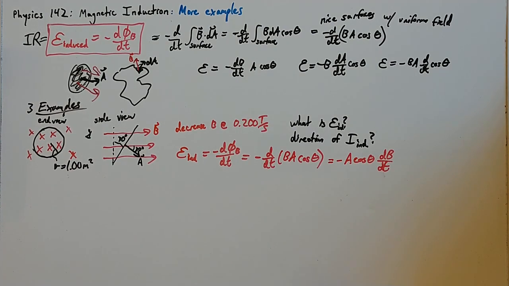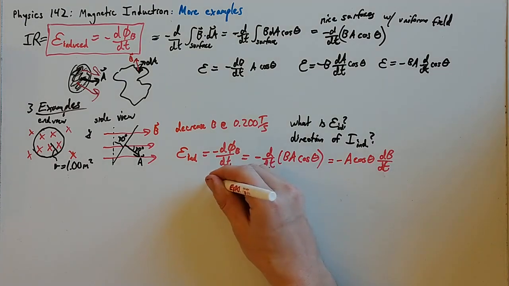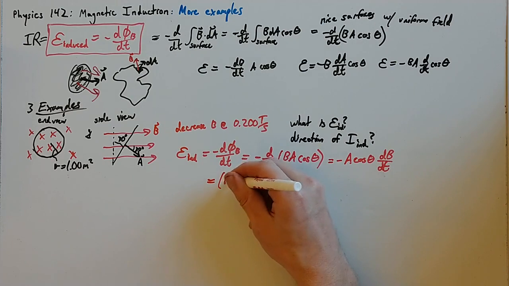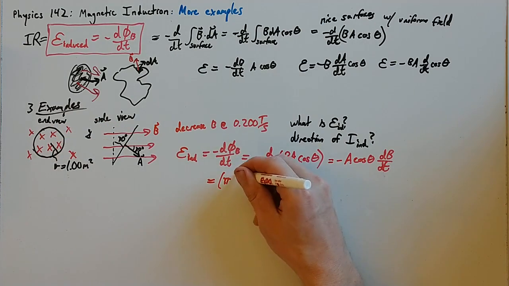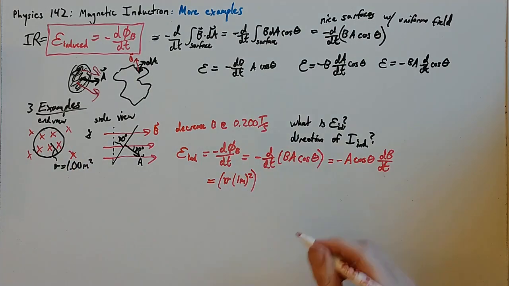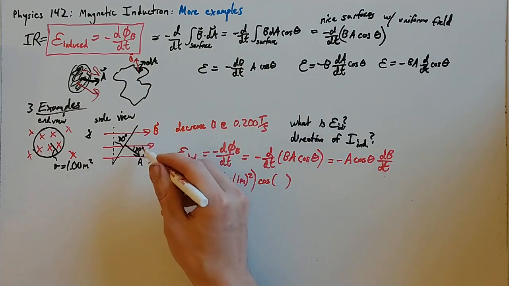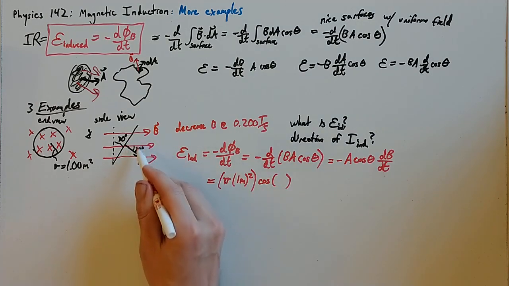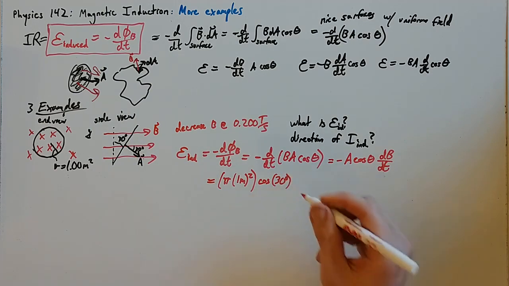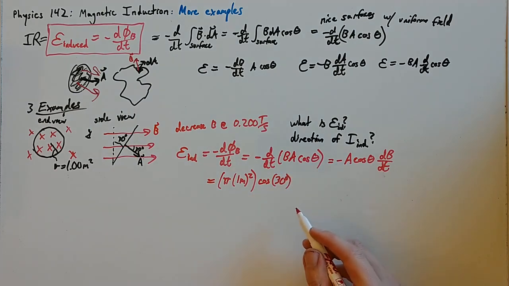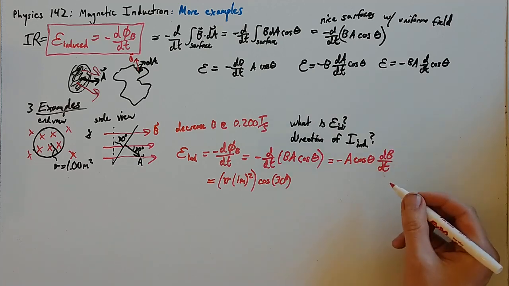So there we have it. We now have a formula that we can plug numbers into. So let's go ahead and do that. What's the area here? Well, the area of my hoop is 1 meter squared. Now I need the cosine of the angle between B and A. The angle between B and A, we already noted that. That's 30 degrees. And then, what is dB/dt?